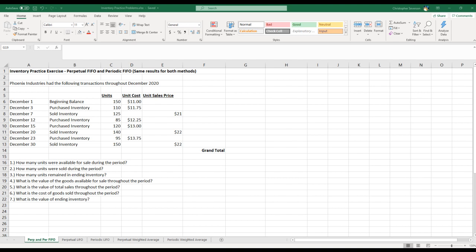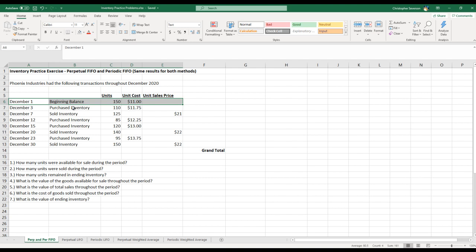So the biggest problem is just realizing how to do this type of problem when you're faced with this information. And that's what we're trying to do in this case. So the problem is pretty simple. Phoenix Industries had the following transactions throughout December 20th. They give us all these layers of inventory. That's the term commonly used for each day of inventory, each new cost of inventory.